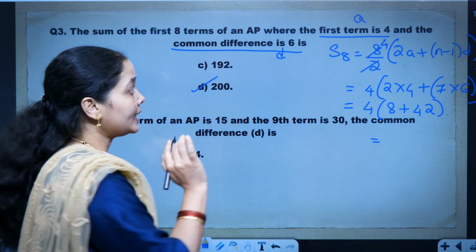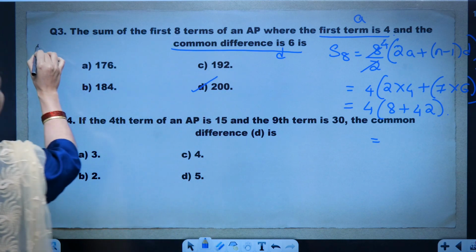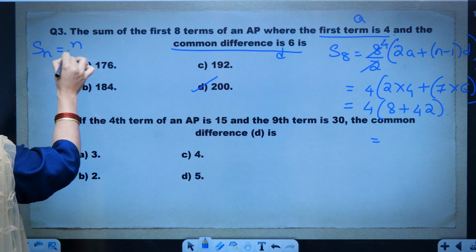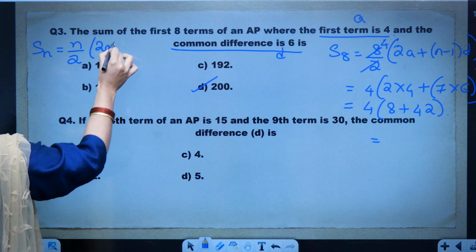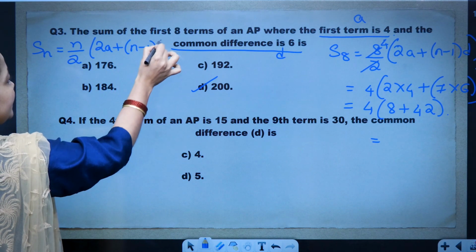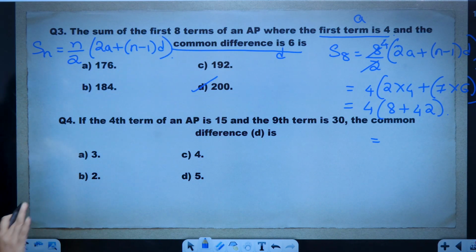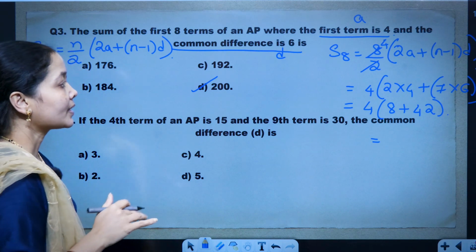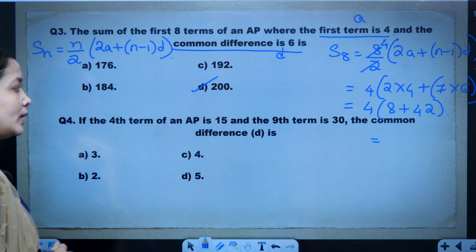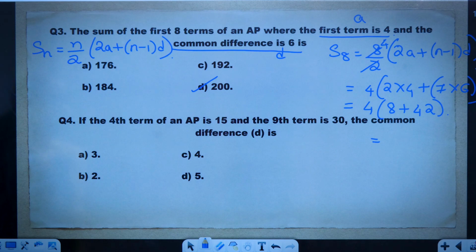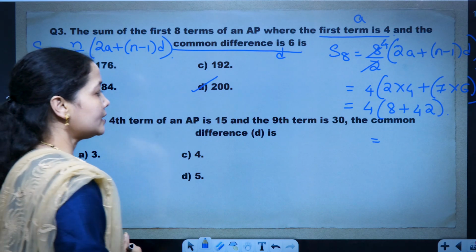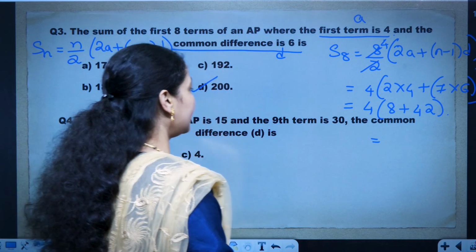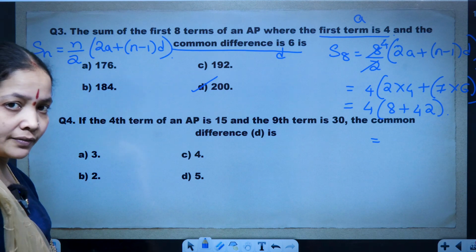The formula for Sn is, I am writing the formula in the column here, n by 2 into 2A plus n minus 1 into D. Using the formula, I have substituted the given components. My answer is D, 200. In the fourth question, if the fourth term of an AP is 15 and the ninth term is 30, I have to find the common difference.